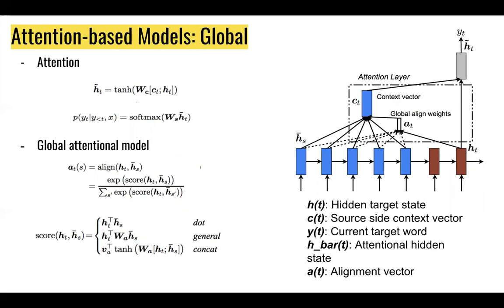The specific part for the global attentional model is the calculation of the alignment function a_t here. It uses the score function, which compares the hidden states from the source side and the target side. There are three kinds of computation mentioned here: the dot one, the general one, or the concat one.